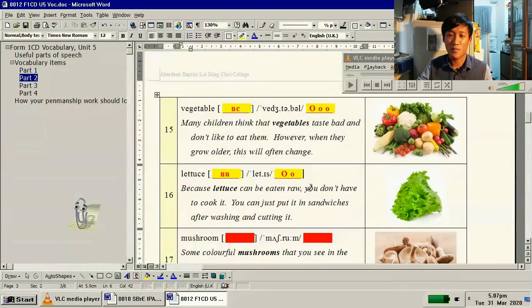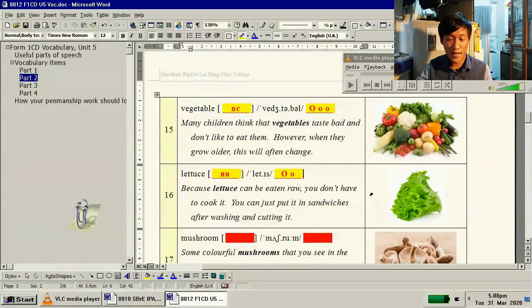So most food items are raw before cooking. Some of them you can eat without cooking, so you can eat them raw. Some other food items cannot be eaten raw, so they have to be cooked before you can eat them. Lettuce can be eaten raw, and because of this, you don't have to cook it. You can just put it in sandwiches after washing and cutting it. So in a lot of sandwiches, there will be lettuce, right? So this kind of vegetable.